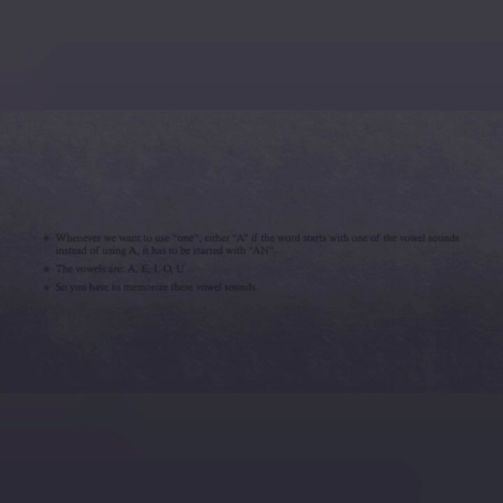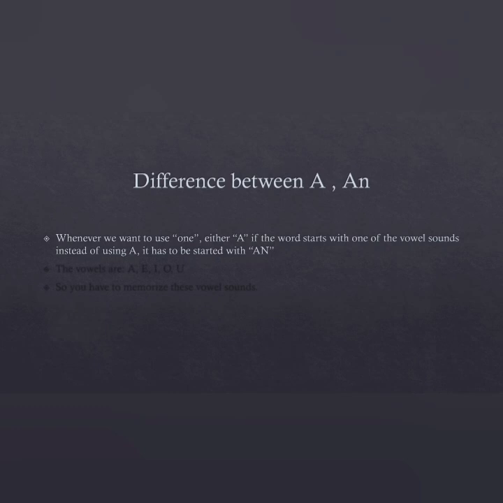Alright, supposing that you know the alphabet, I mean A, B, C, D, the first thing to talk about is the difference between a and an. Whenever we want to use the number 1 or a, if the word starts with one of the vowel sounds, instead of using a, it has to be started with an.